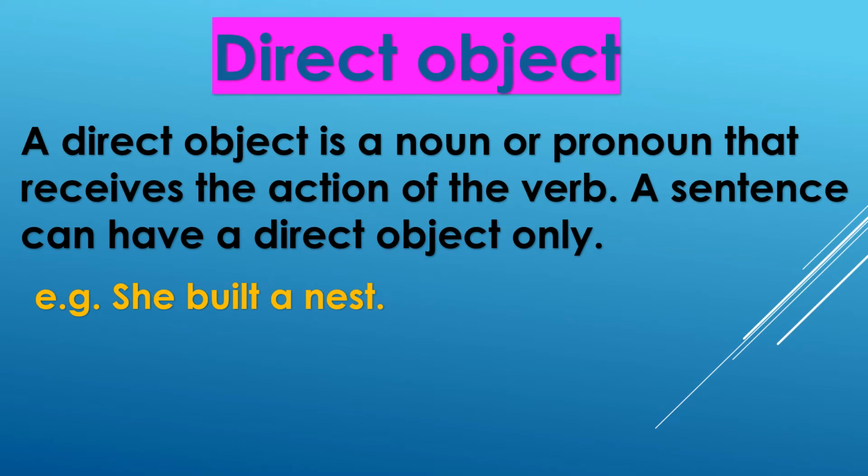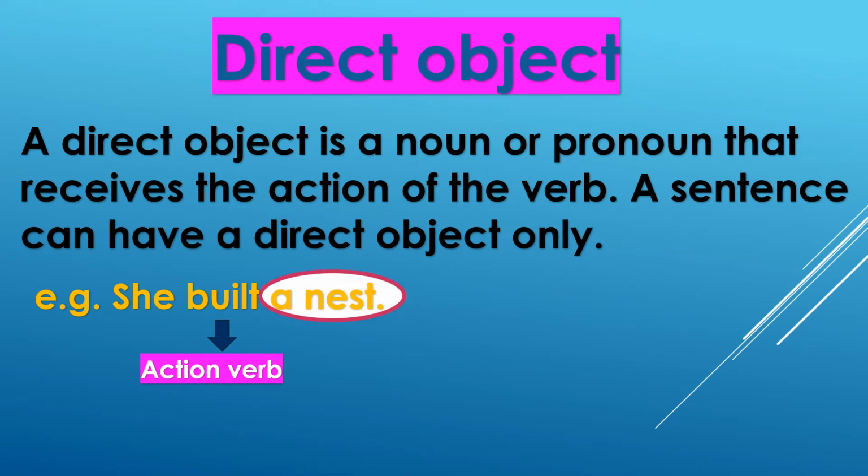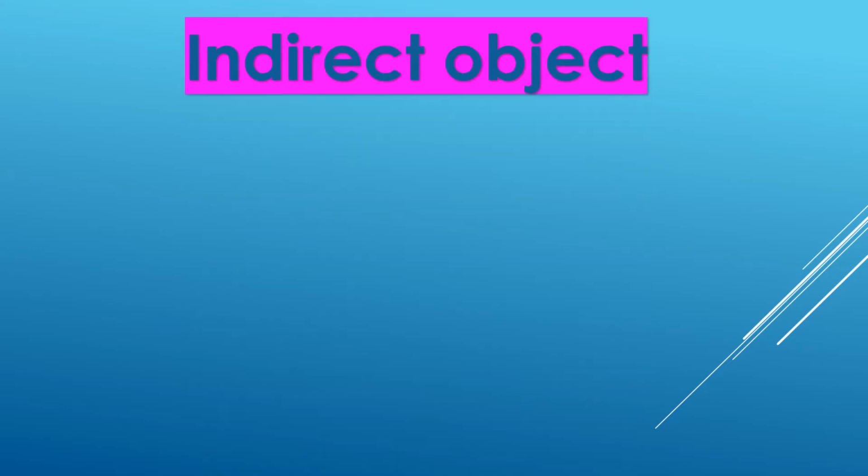For example, she built a nest. She is the subject and built is the action verb. And what did she build? She built a nest. So a nest here is the direct object because it receives the action of building. Okay. What about the indirect object?